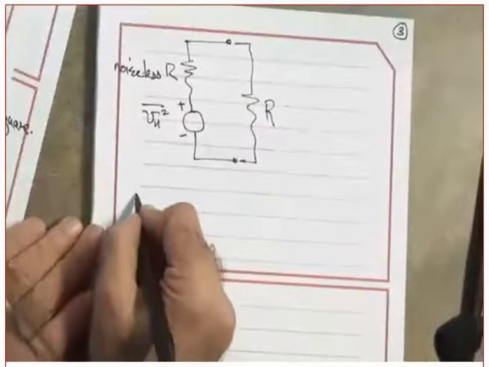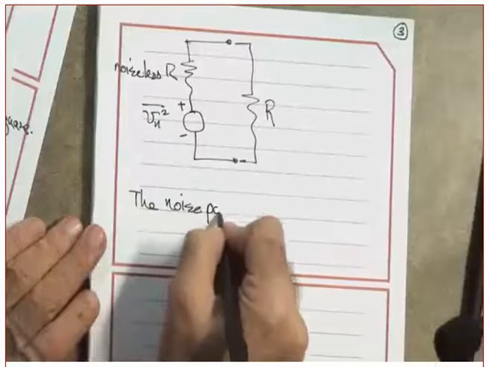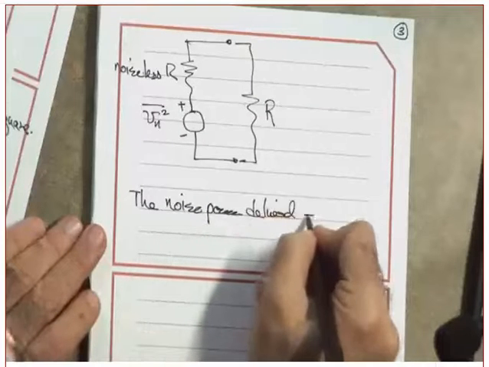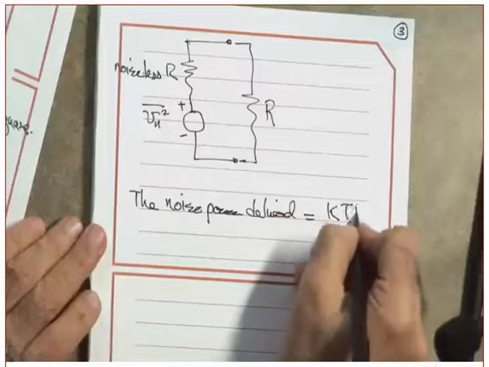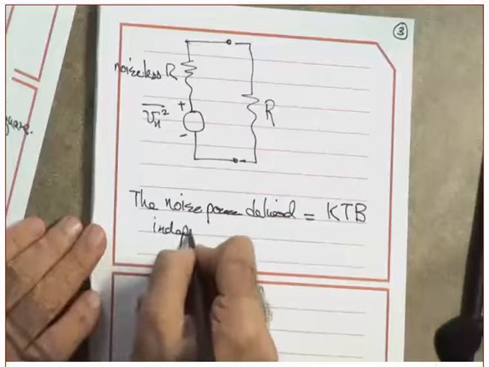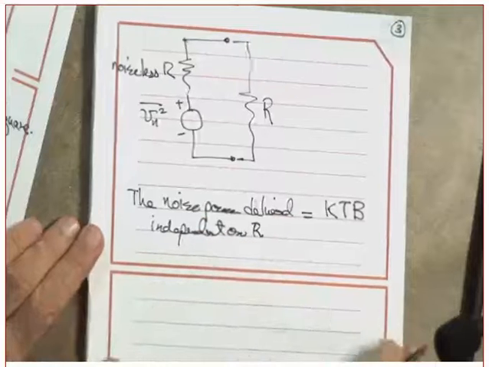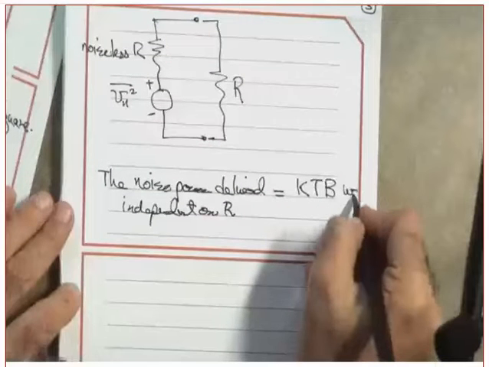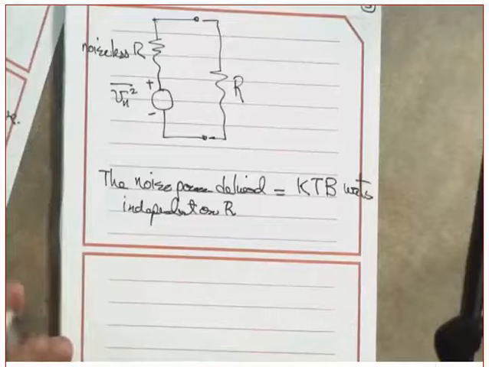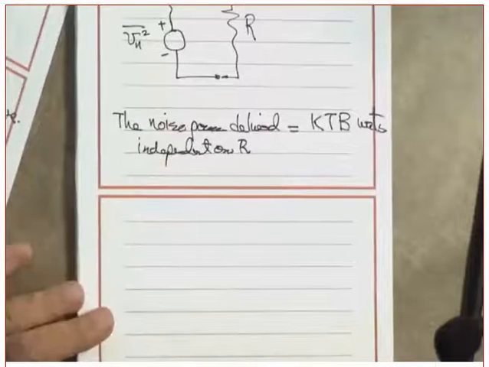Okay, what did we find? We found that the noise power delivered was equal to K T B. Did I show you this last time? Yes. Which is independent of R. And of course the unit is watts. Clear? Okay.